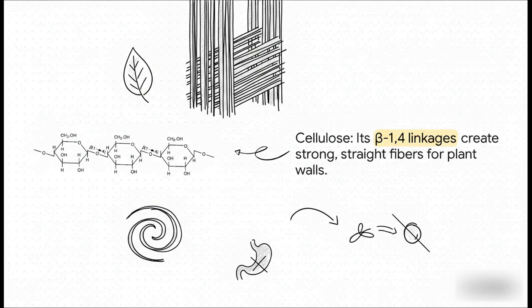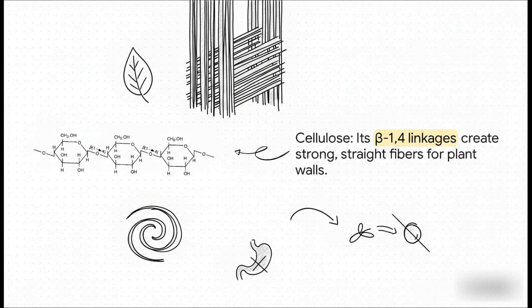And this is where it gets really cool. This is the perfect example of how one tiny change can change everything. Meet cellulose, the most abundant organic polymer on Earth. Just like starch, it's just a long chain of glucose. But here's the game changer. The link is a beta-1,4 glycosidic bond. This seemingly small flip prevents the chain from coiling up like starch does. Instead, it forms these long, straight, super rigid fibers.